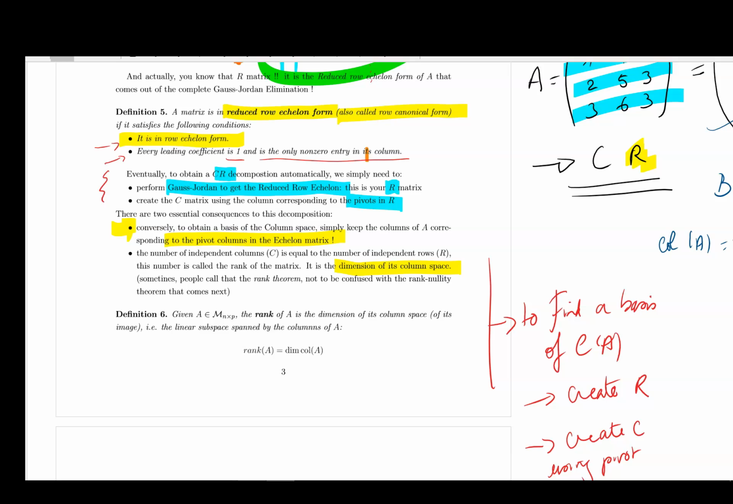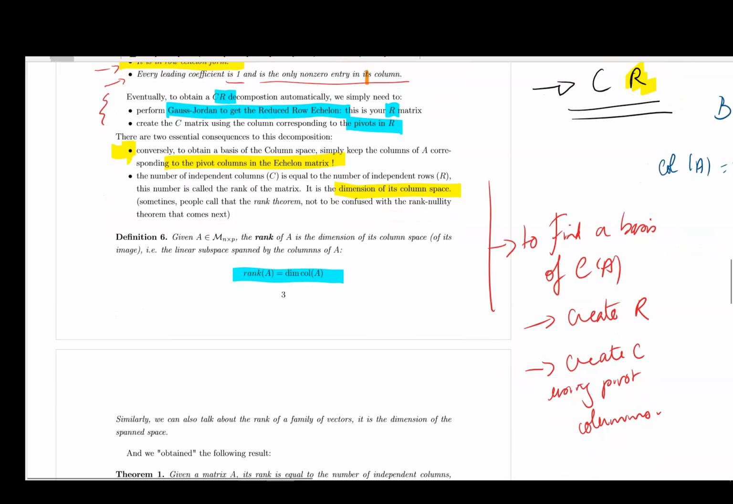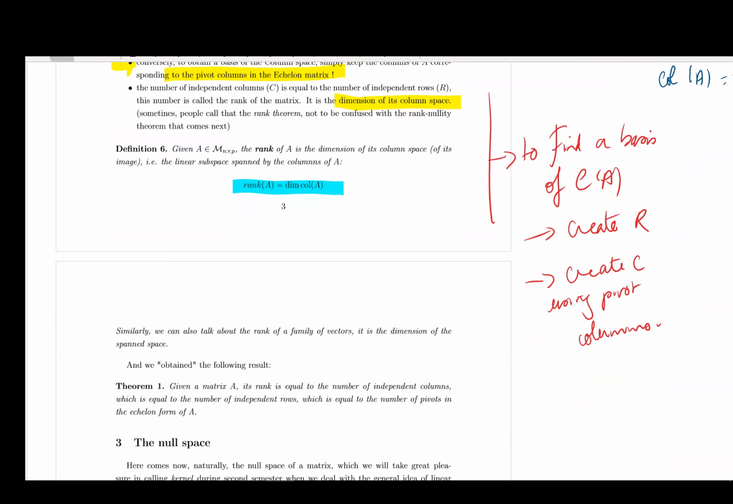All right, so let's see what comes next. We've got this formal definition that the rank of A is equal to the dimension of the column space of A, okay? We've just seen that as the rank of a matrix, but we can also talk about the rank of a family of vectors, and it's just going to be the dimension of the space spanned by these vectors. And in order to find that, you can create the matrix with all those vectors as columns.